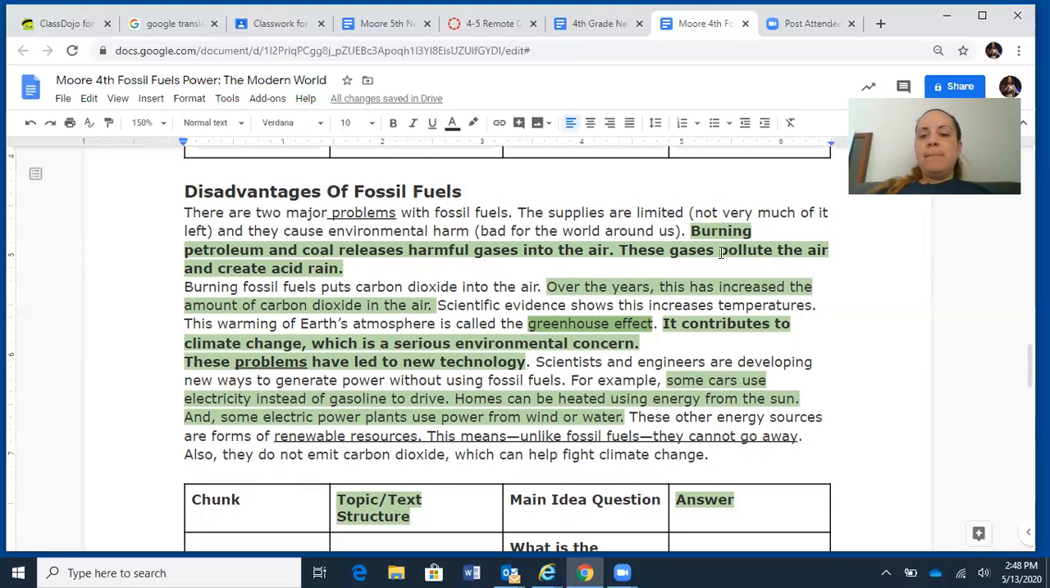All right, so I bolded the green here because there's a lot of stuff that's green, but that's more so for this part. So I've bolded the answers to the questions. Bolded means it's darker. Burning petroleum and coal releases harmful gases into the air. These gases pollute the air and create acid rain. Let's keep going because there's more bolded. It contributes to climate change, which is a serious environmental concern. Climate change is the greenhouse effect.